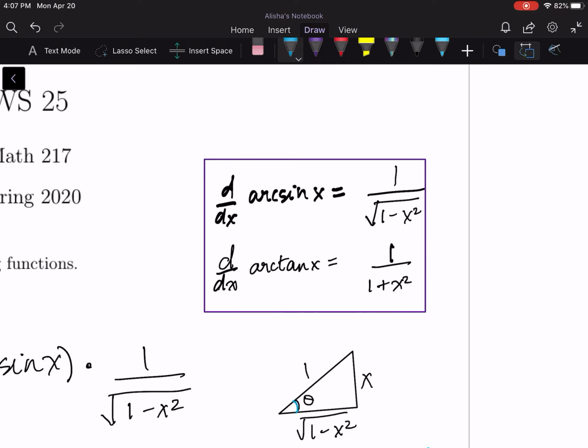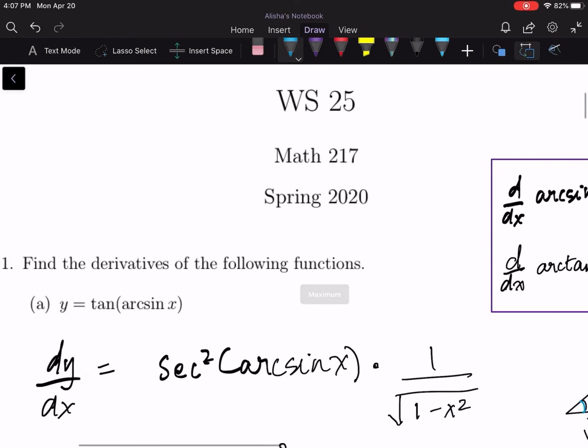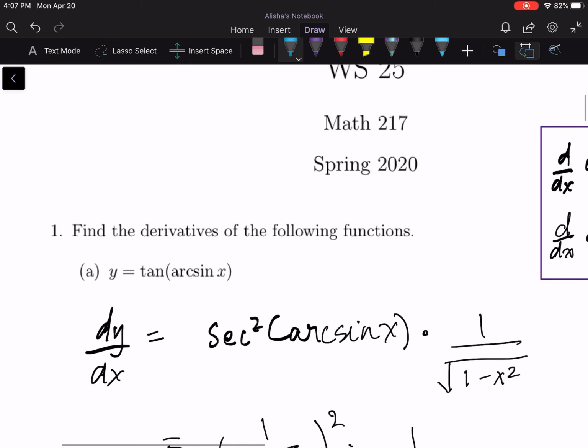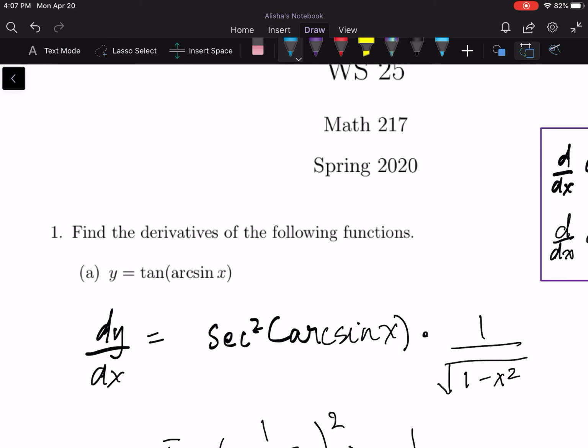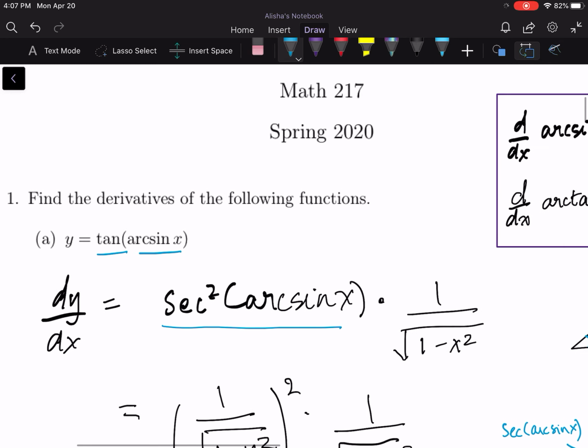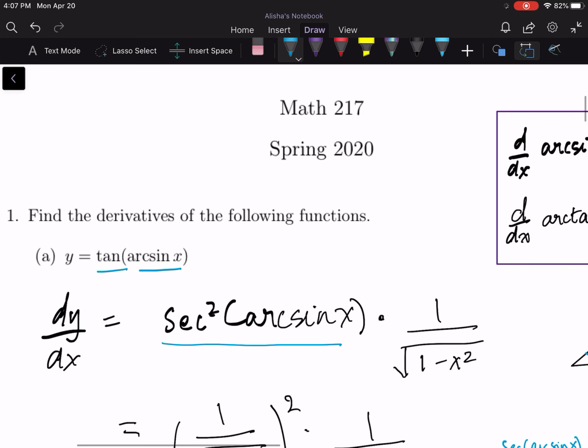Okay, so let's see how to apply this, for example, in 1a. In 1a, we're trying to compute the derivative of tangent of arcsine of x. So I see a composition of functions, and I'm going to do a chain rule. The derivative of tangent is secant squared. That gives me my first term there. And then the derivative of arcsine of x is, as we have up here, 1 over the square root of 1 minus x squared. And that's this term right here.